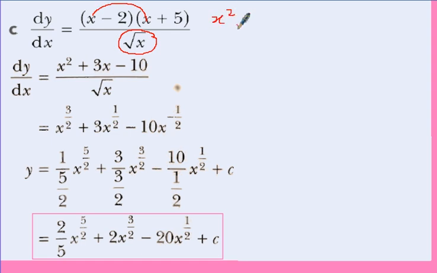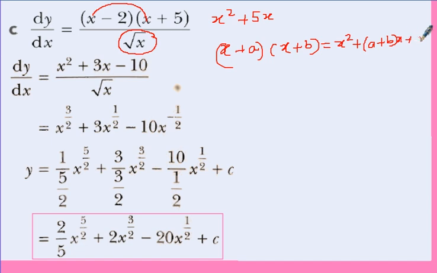Then x into 5 is 5x. You can apply the distributive method, or it is x square plus a plus b into x, and you must be knowing this formula. Many children use it. x plus a, x plus b gives you x square plus a plus b into x plus ab. This is a good formula.